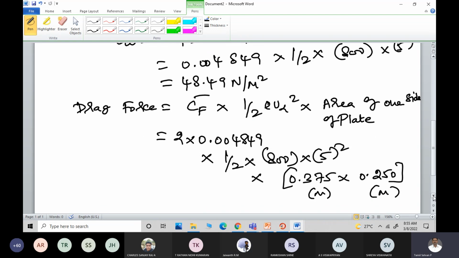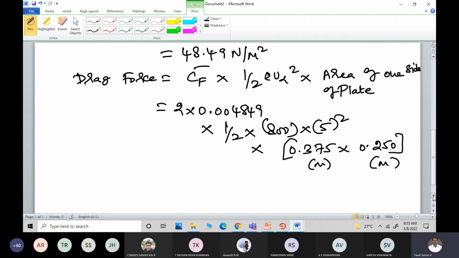Okay, so what is the answer? Drag force will be in newtons. 9.0921 newtons. Okay, please check the values because in the textbook it is mentioned as another value. It comes around 11 or 12 like that. Please check it out.